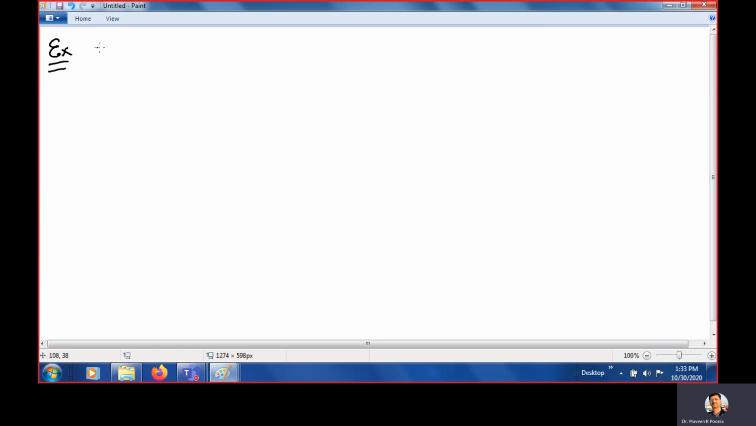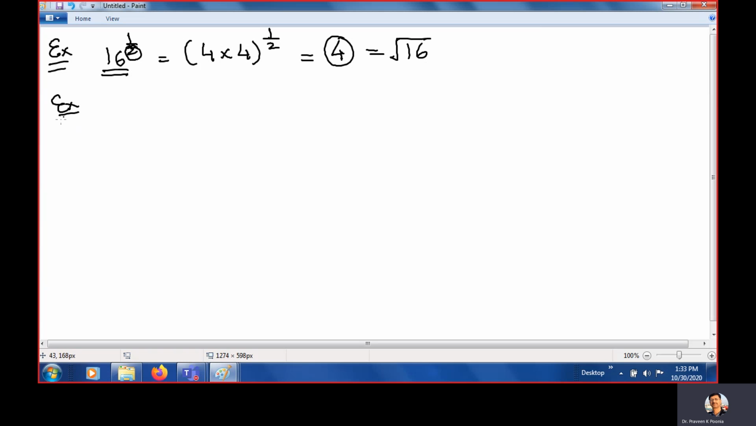Like an example: find the value of 16 power 1 upon 2. 1 upon 2 means it is a square root. So you need to break 16 into 2 equal parts. Here 2 means 2 equal parts. So what can be written? 4 times 4, power 1 upon 2. Clear? And 4 times 4 into 1 upon 2 is 4 only. This can also be written as square root of 16, if 1 upon 2 is written here. Clear?